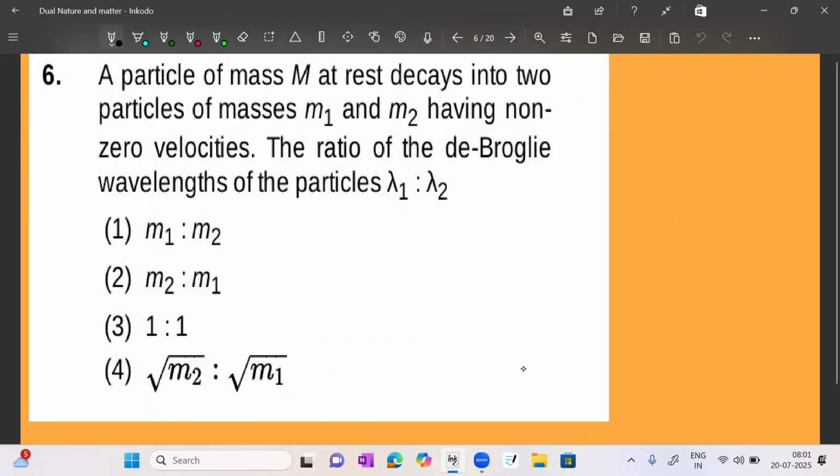A particle M is at rest, so initial velocity is zero. At rest means initial velocity is 0. It decays into two particles M1 and M2. Now what they ask here is the ratio of the de Broglie wavelengths, having non-zero velocities. Non-zero velocity means they have some velocities, and what about this? They ask.